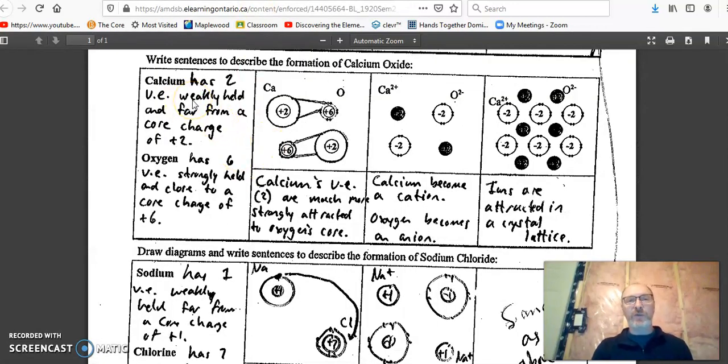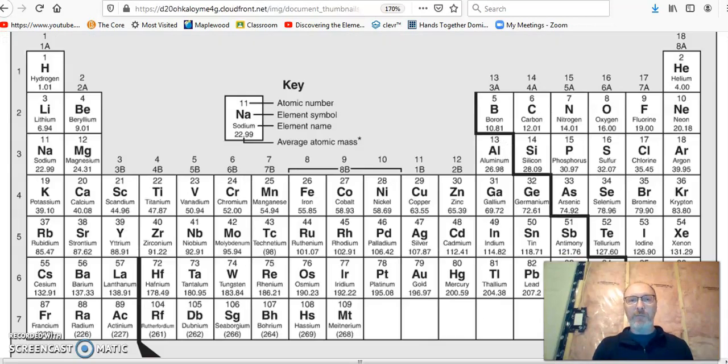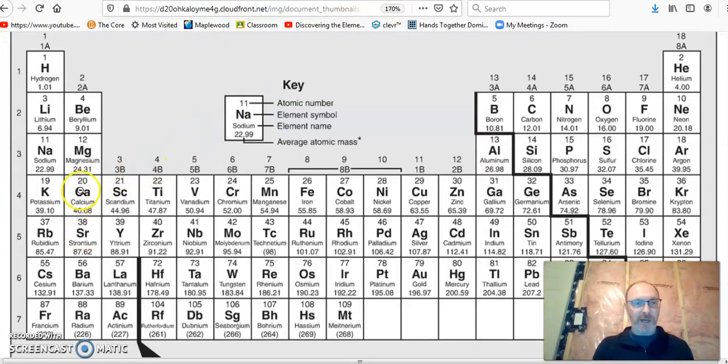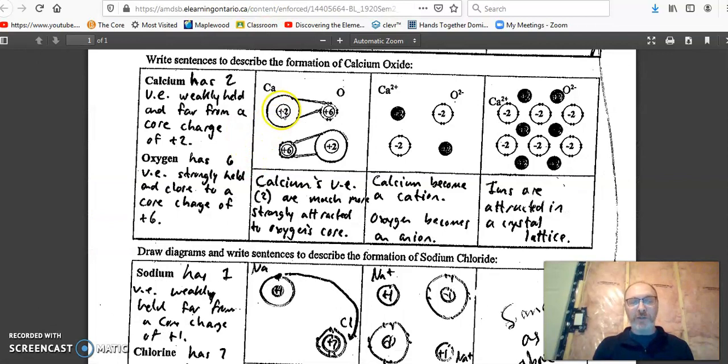How do we know that it's weakly held? Well, again, metals are weaklings when it comes to their electronegativity. Again, electronegativity increases up and to the right on the periodic table. Calcium here is over here on the left, so it's weakly electronegative. It's not going to hold its electrons very well. And on top of that, calcium is a pretty large atom, again because it's on the left-hand side of the periodic table, and it only has a core charge of +2. So you put those two things together, and it's just not very good at holding electrons.